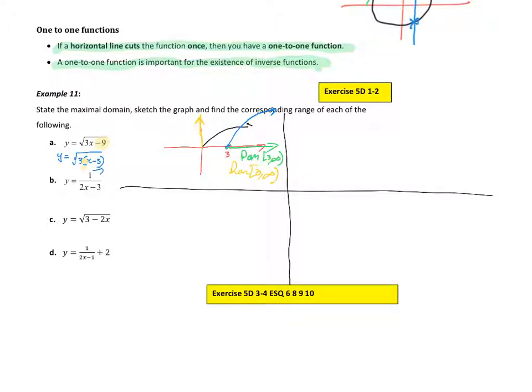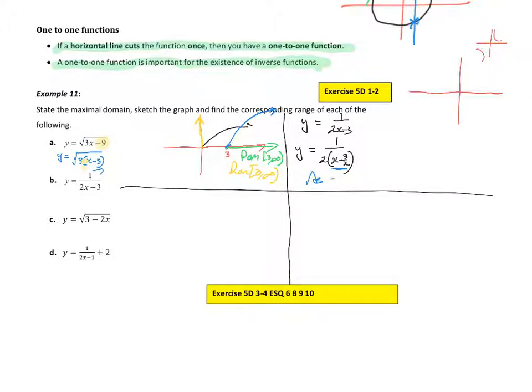So let's consider graph B. If y equals 1 over 2x minus 3, again, let's write it as y equals 1 over 2 times x minus 3 on 2. All right. So again, let's sketch what we know about the graph. It's a hyperbola. So we know it's there and there. We know the asymptotes. Where do the asymptotes occur? The asymptotes occur when my denominator is 0.